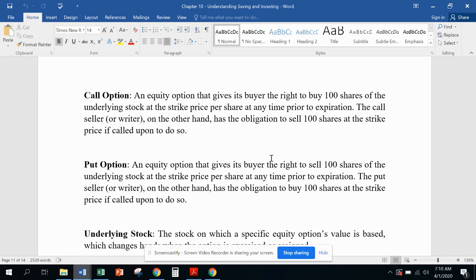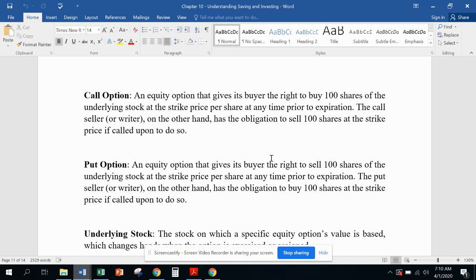Now, for every buyer, there's always a seller. So if I have the right to buy, the seller of the call option has the obligation to sell me the shares at that strike price during that defined period of time.